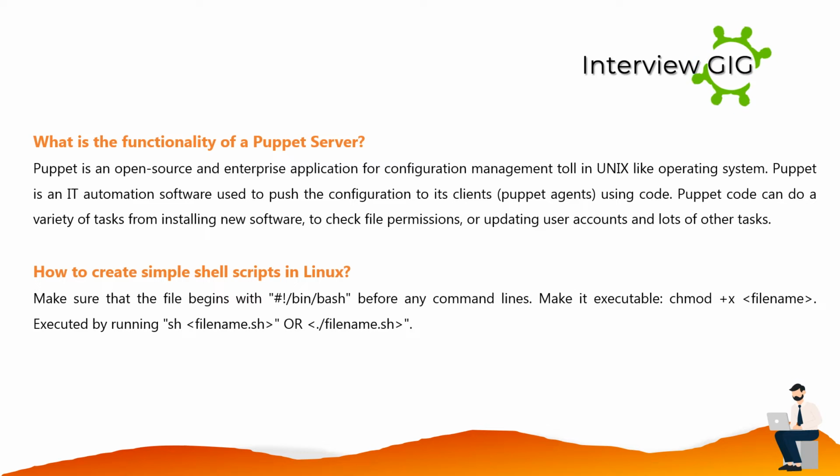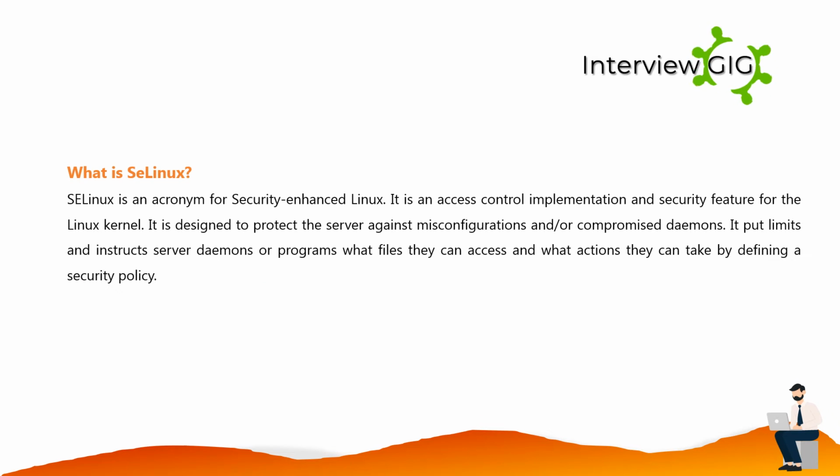How to create simple shell scripts in Linux. Make sure that the file begins with #!/bin/bash before any command lines. Make it executable: chmod +x filename. Execute it by running sh filename.sh or ./filename.sh. What is SELinux?